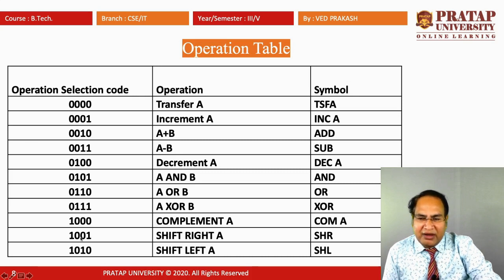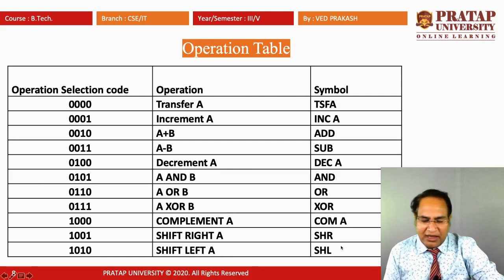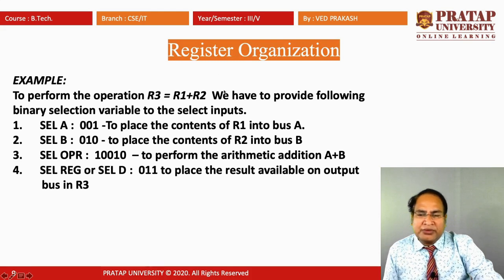If 1001 is taken, it means we have to perform the right shift operation on the contents of register A, and it is denoted by SHR. And if 1010 bits are taken, it means we have to perform the shift left operation on the content of register A, and it is denoted by SHL. So to perform the register organization, let's take an example of how we perform the operations using this organization.